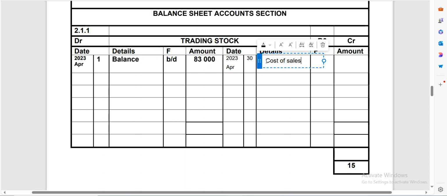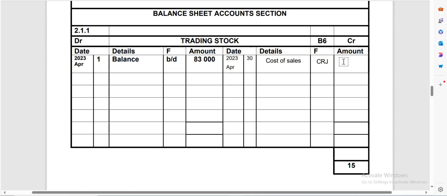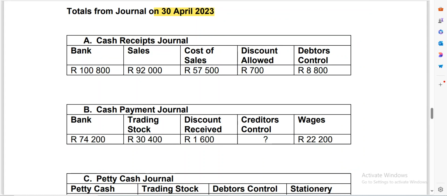And then under the folio we are going to say, where did we see this? We saw this in the CRJ. And then what was the amount that we saw? The amount that we saw according to this is 57,500. So we'll write that 57,500 here, and then you have your 2 marks. Okay, and then next let's check what else happened. Let's go to the next journal.